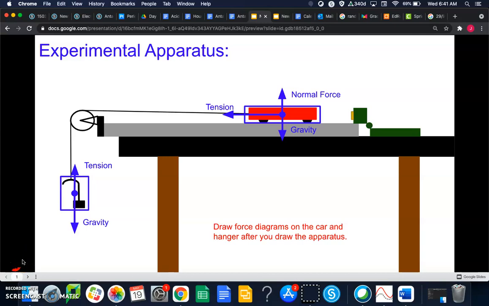Okay, folks, welcome. Today is going to be the last day of the Newton's second law lab, and we're going to do a second experiment today. In our first experiment, we changed the amount of mass on the cart, and yesterday you learned how that affected the net force. Today, we're going to do an experiment where we change the amount of mass on the hanger, and what you're going to do is determine how that affects the net force.